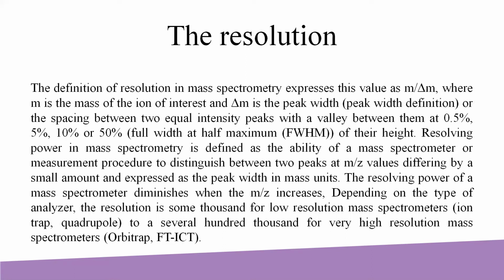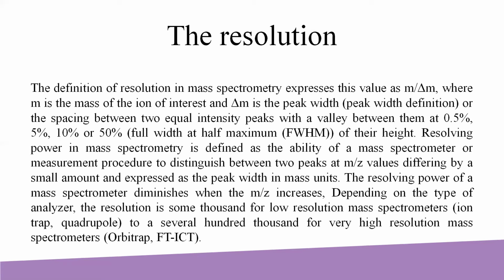The resolution. The definition of resolution in mass spectrometry expresses this value as m divided by delta m, where m is the mass of the ion of interest and delta m is the peak width, or the spacing between two equal intensity peaks with a valley between them at 0.5%, 5%, 10%, or 50%, full width at half maximum of their height.